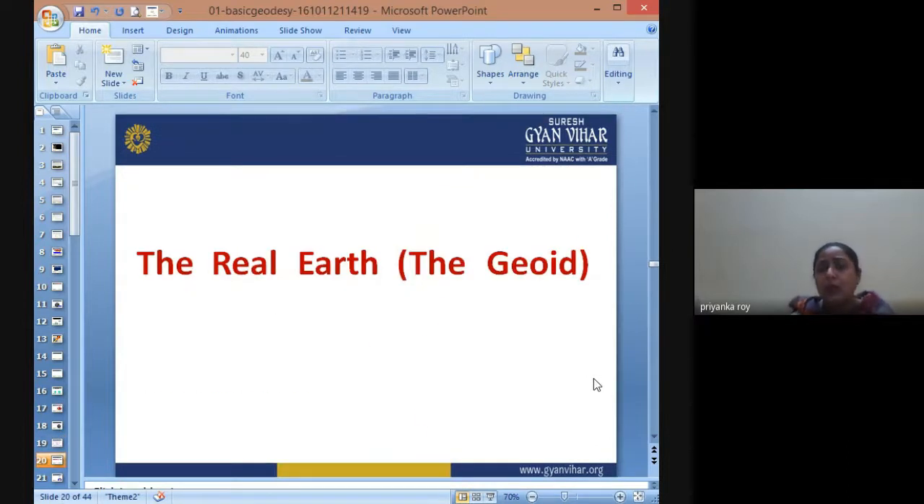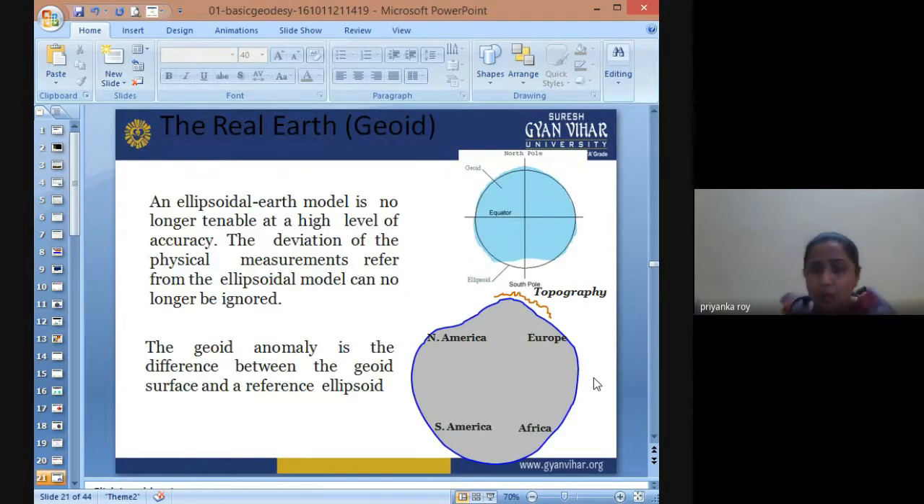Now, what is the real Earth? The real Earth is shaped like this. It is more the shape of a pear. It is neither an orange nor a ball. So an ellipsoid Earth model is no longer accurate. The deviation of physical measurements from the ellipsoid model can no longer be ignored. So the geoid anomaly is the difference between the geoid surface and the reference ellipsoid.